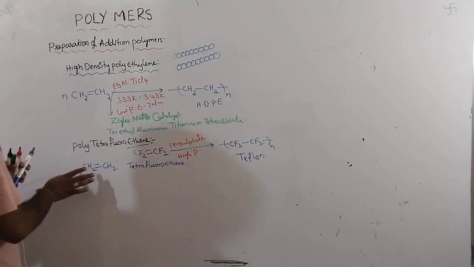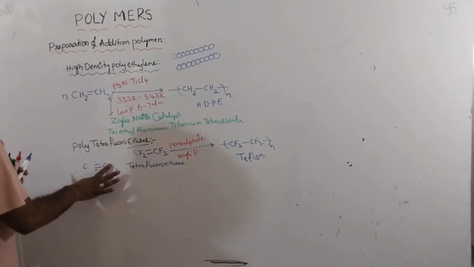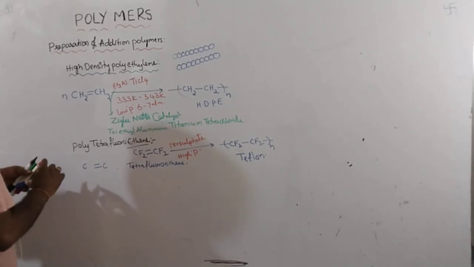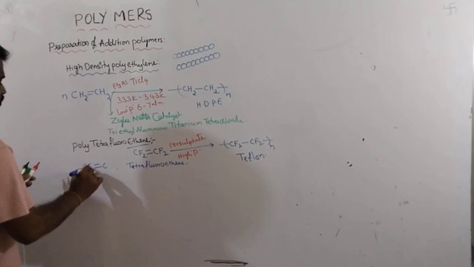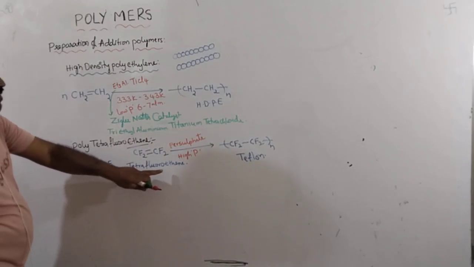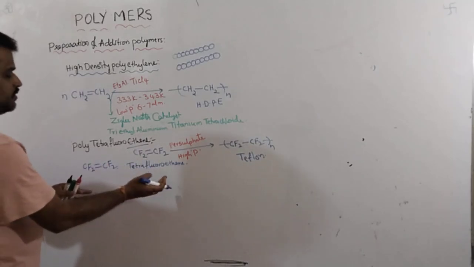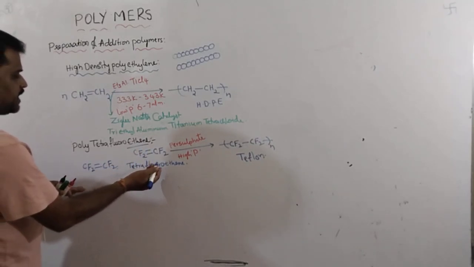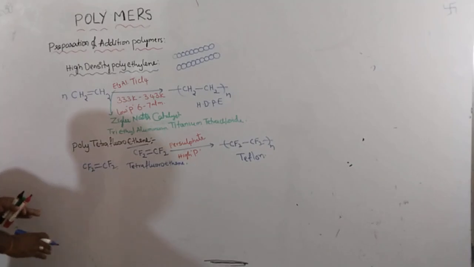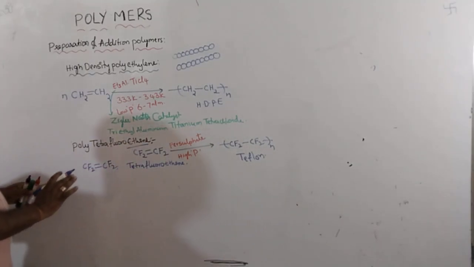Or polytetrafluoroethene. Here, remove the hydrogens and add two fluorines on each carbon. This is tetrafluoroethene, because there are 4 fluorines: C=C, tetrafluoroethene. Your reactant will become this. There is no need to memorize it. Tetrafluoroethene is CF2=CF2.